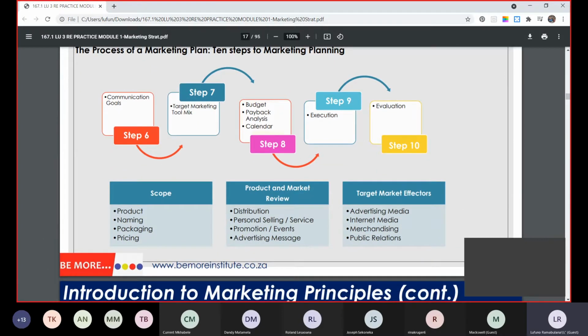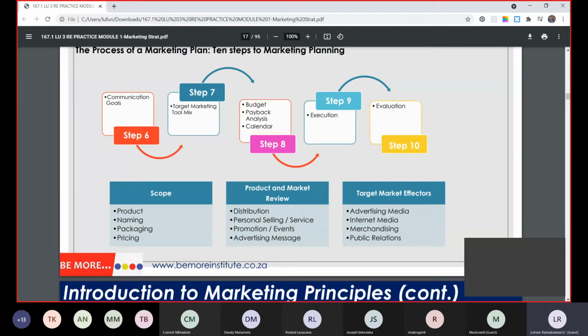So again, looking at your scope in this segment of the process: your product, your naming, your packaging, your pricing, which is very critical. The product market review will be, how are we going to distribute this product? Personal selling or services, how are we going to be able to do that? Your promotion, your events. In real estate, you'd maybe put a gazebo somewhere along the street. Is that going to be the best way to do it?